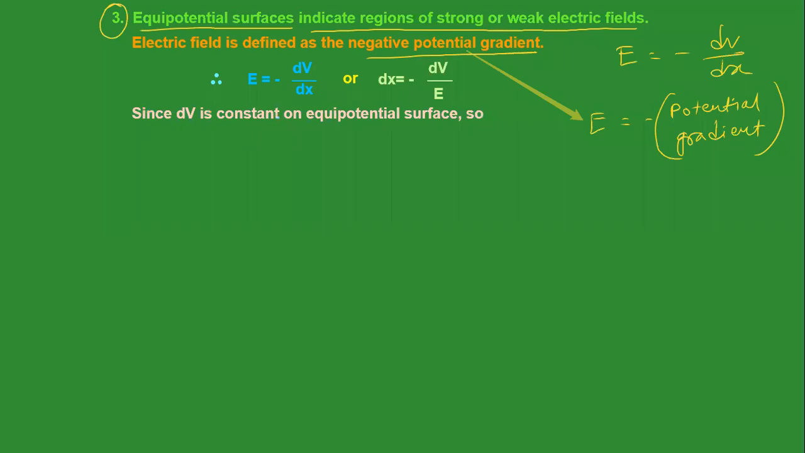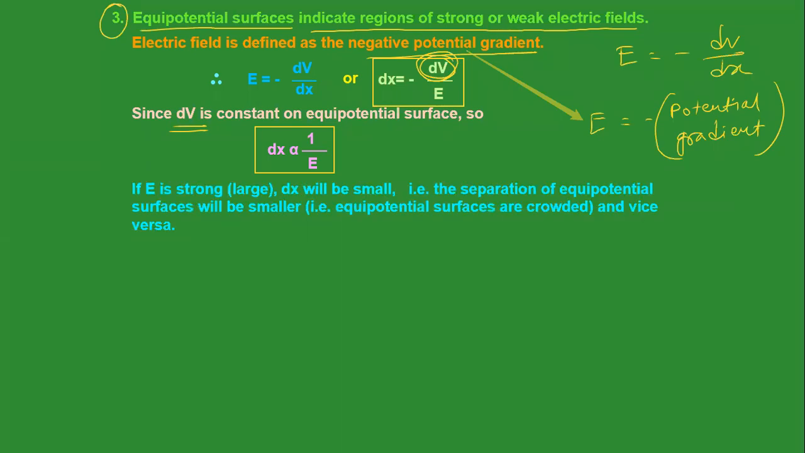Hence we can also write dx is equal to minus dV by E. This dV, the potential difference, is constant because it is an equipotential surface. So if dV is constant, then dx and E are inversely related. This distance and this electric intensity are inversely related.